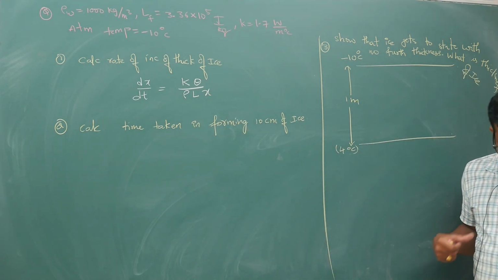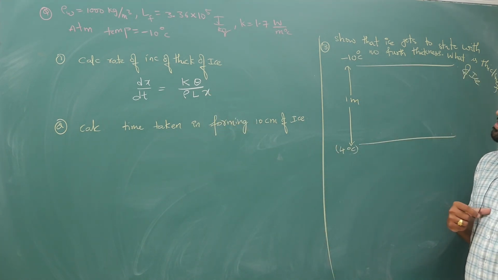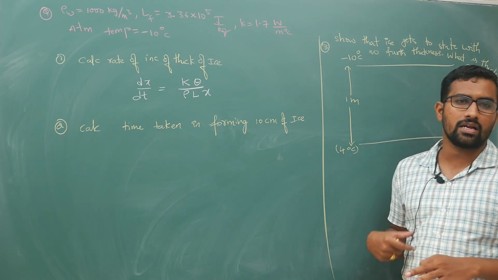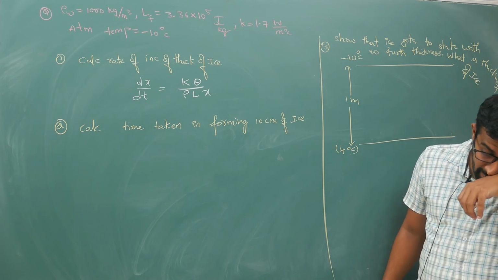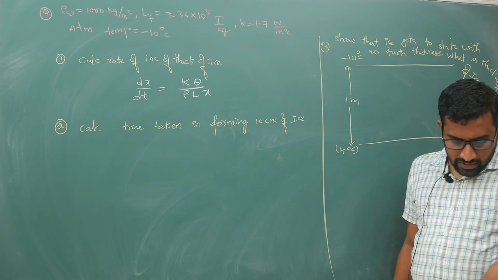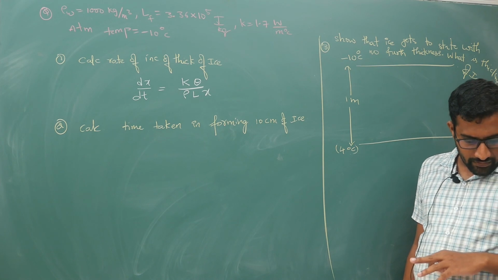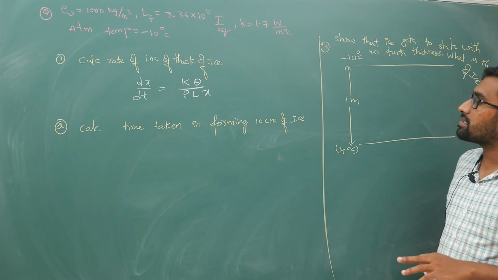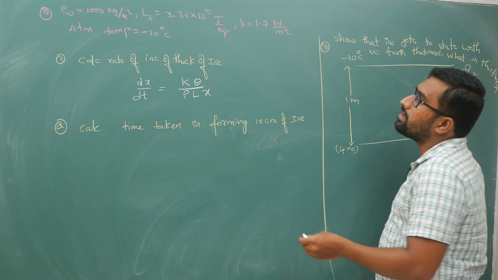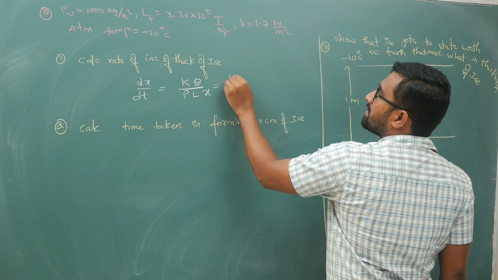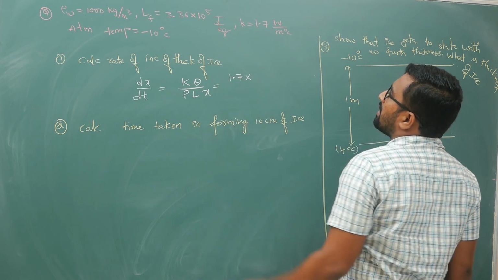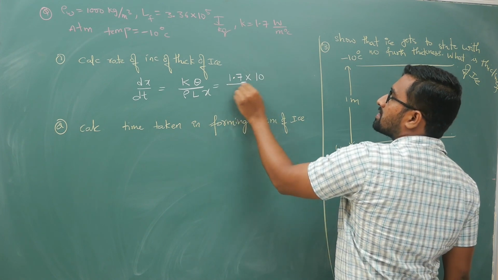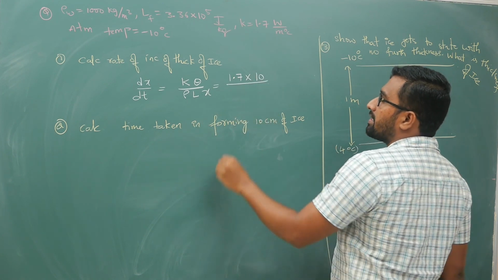Okay, check this because the battery has got finished. I am recording this separately. I don't remember whether I have taken the same value or not, but dx by dt is k times theta by rho into L, where L is latent heat of fusion, into x. Simplify this. Now in place of k, your thermal conductivity k is 1.7 times theta value. Actually it is minus theta, we are writing it.